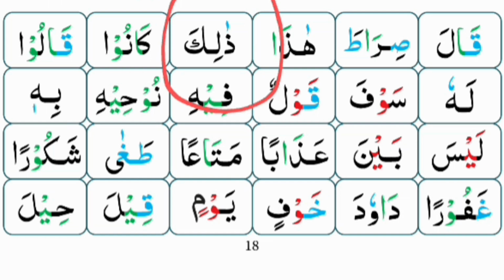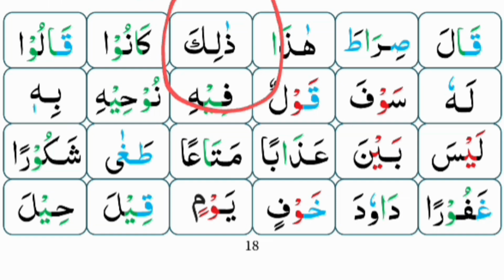The next letter is lam. Lam has a kasra sign. So we join two letters, lam kasra, li. Join them together: dha, li. The third letter is kaf. This kaf is pronounced softly.